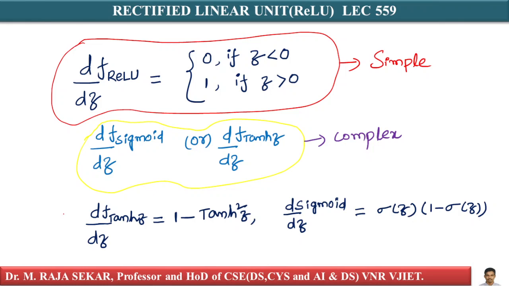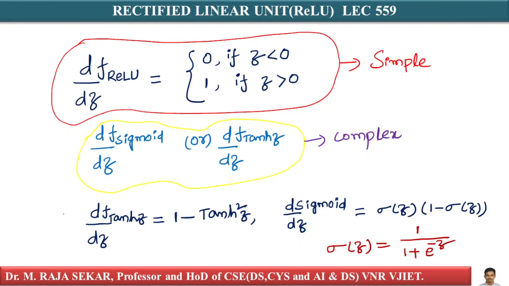What is the sigmoid function? It contains an exponential: 1 by 1 plus e power minus z. So in the sigmoid function you have an exponential function. In the case of tanh and in the case of sigmoid, we have exponential functions. But in the case of ReLU, computing the derivative is extremely simple.